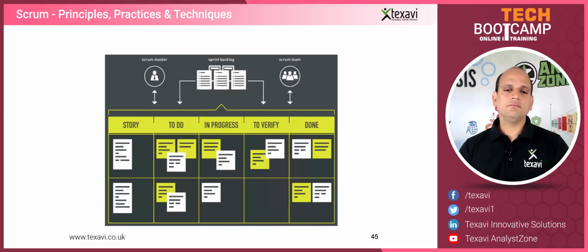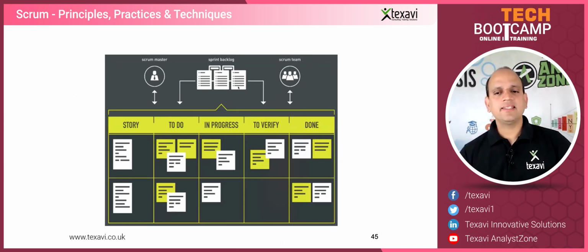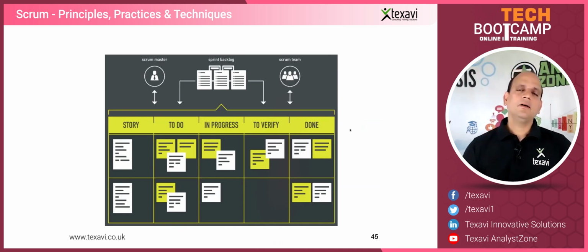We're talking about the key artifacts that we get delivered. We're talking about stories, the product backlog, the sprint backlog that gets accepted by the team, the to do, to verify, and done. So this is what we call a team board in Scrum. It's basically a Kanban artifact, a Kanban related technique, but that has been adopted and embraced into Scrum.